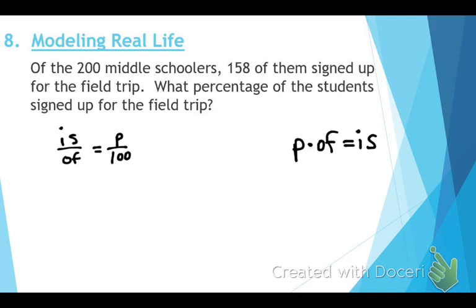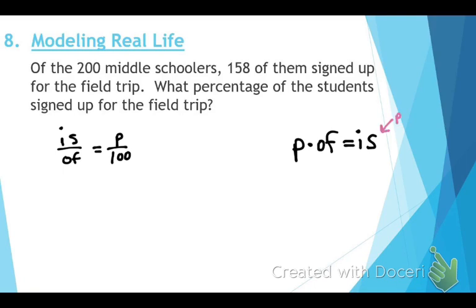How many of you would say you would rather use the proportion, the one that has the two fractions? How many of you would say you'd rather use the equation, the P times of equals is? On a problem like this, because the instructions don't tell you which way to do it, you are allowed on the quiz or test to do it whichever way you would prefer. One thing I do want you to remember, we know one of them, the is or the of, is the part, and the other one is the whole. Does anybody remember which one is the part? Is that my is or my of?